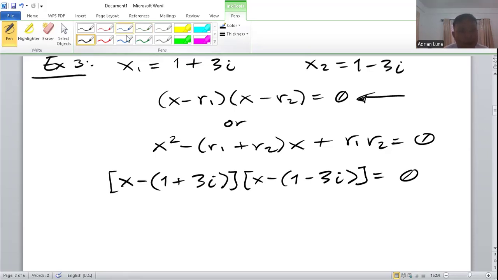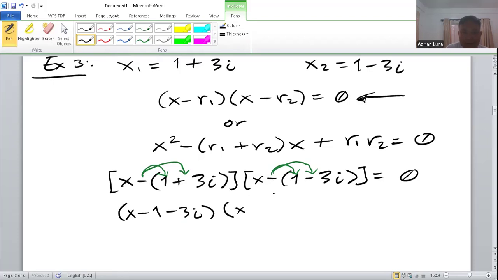And our next step is we're going to distribute yung negative sign o yung minus sign, ito, to each term sa loob ng parenthesis. Yun. Kaya, x negative times positive 1, negative 1. Negative times positive 3i, negative 3i. Then, x negative times positive 1, negative 1. Negative times negative 3i, positive 3i equals to 0.